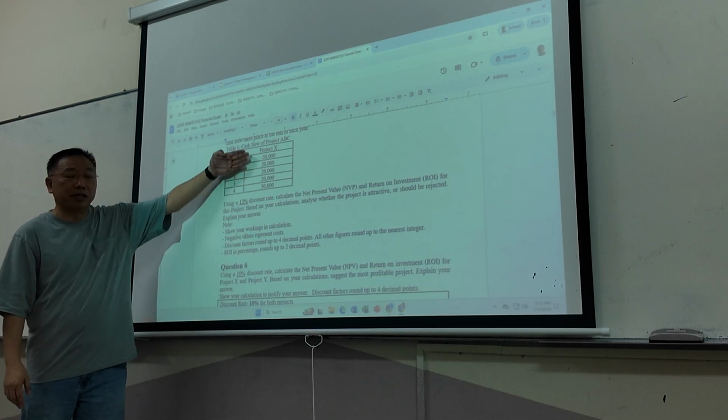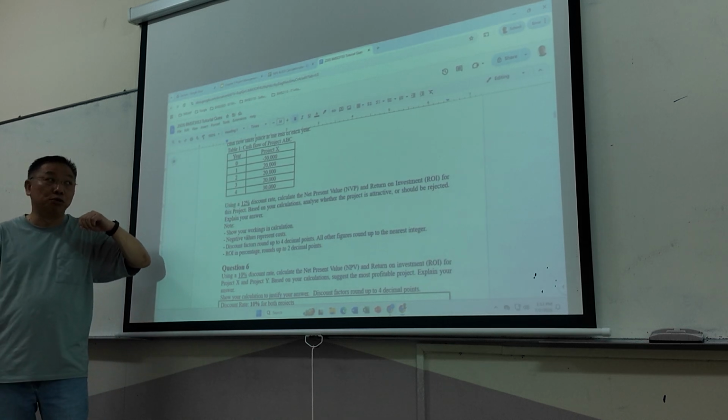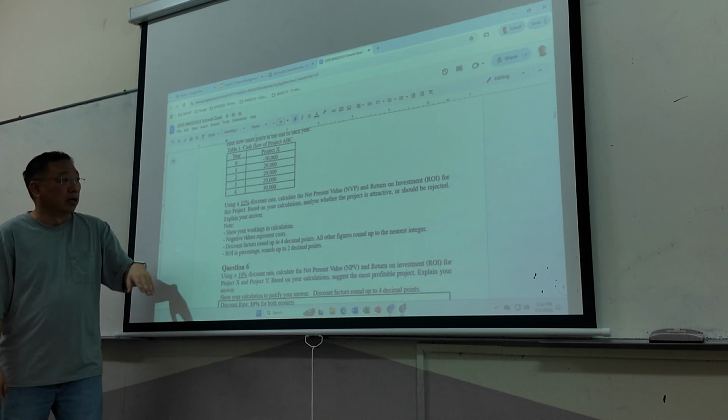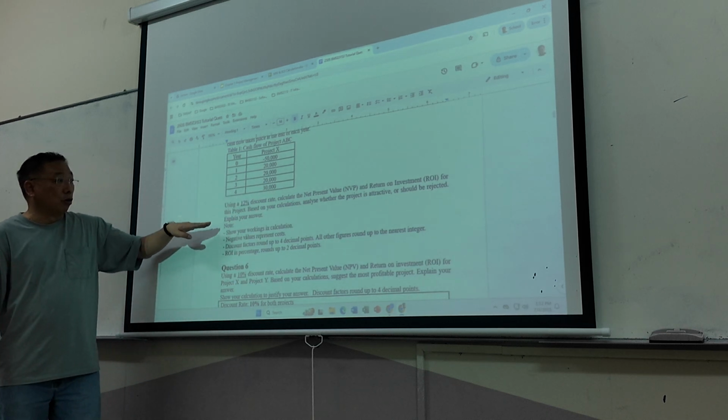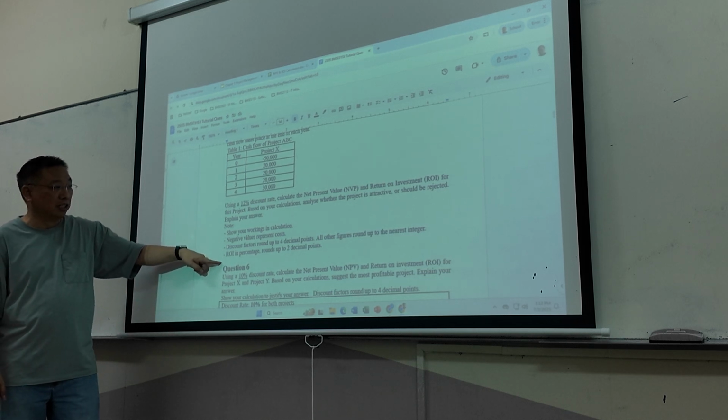Because if you calculate straight line, this is called straight line calculation, right? Straight away you say 40,000 net profit. But if you take into account the time value of money over 4 years, you use not 40,000. Whether the project is attractive or should be rejected, explain your answer. Now you have to show your workings and calculate it.